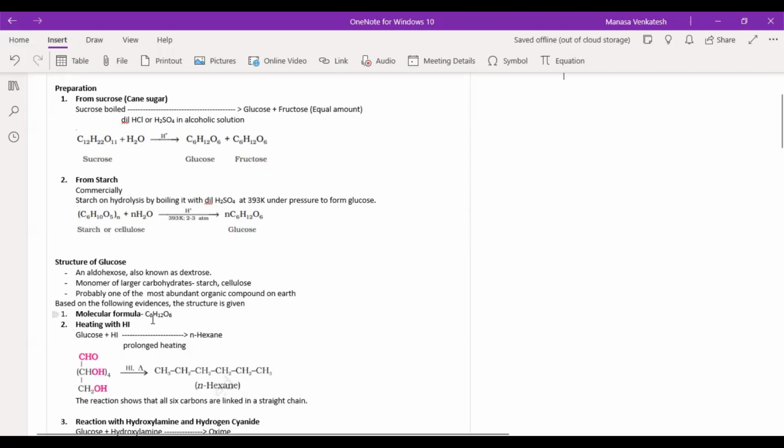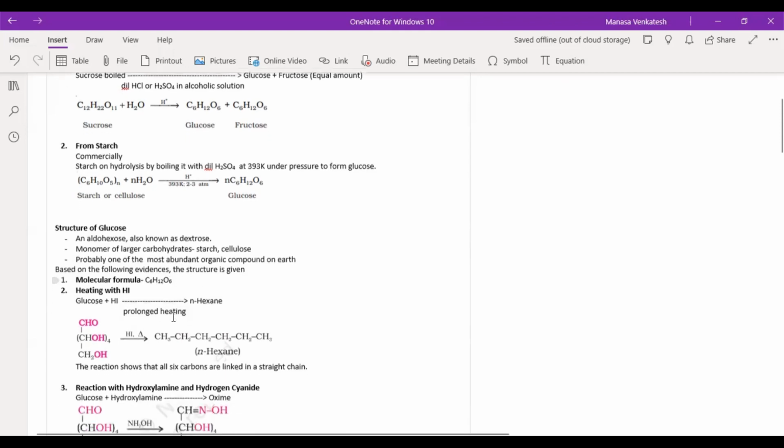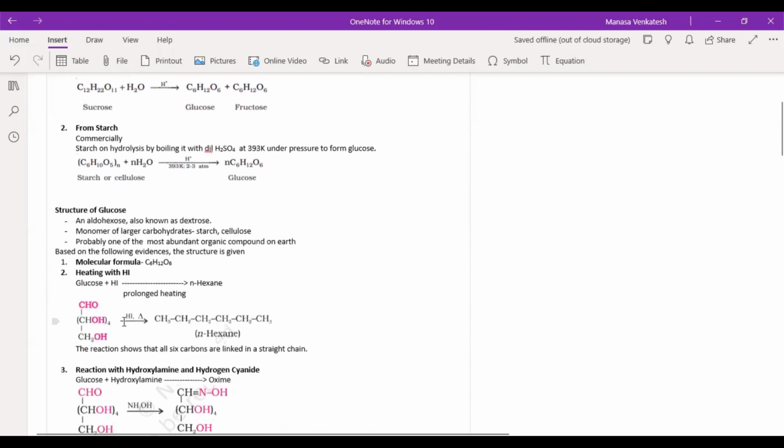First of all, its molecular formula is C6H12O6. Now, when glucose reacts with hydrogen iodide on heating, it leads to the formation of n-hexane. So the n-hexane formation proves that glucose consists of a straight chain linkage between the carbon atoms. So all these carbons are linked in a straight chain, that is, there is no branching of the carbon chain.